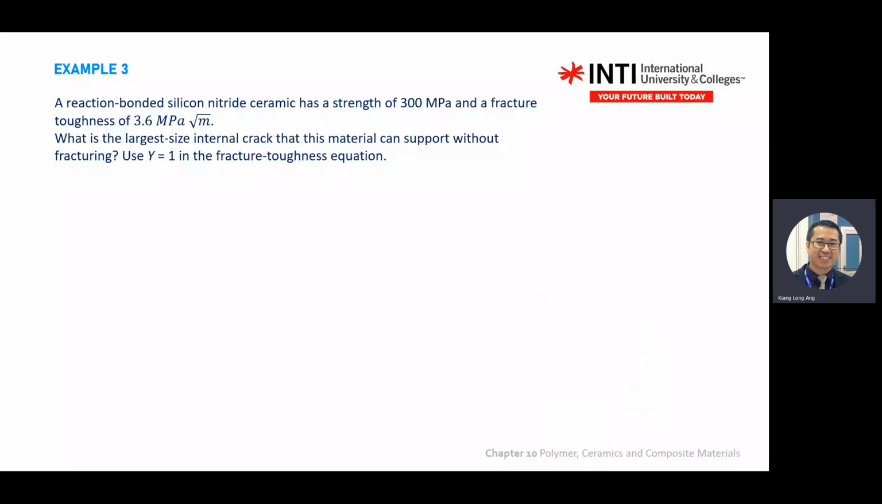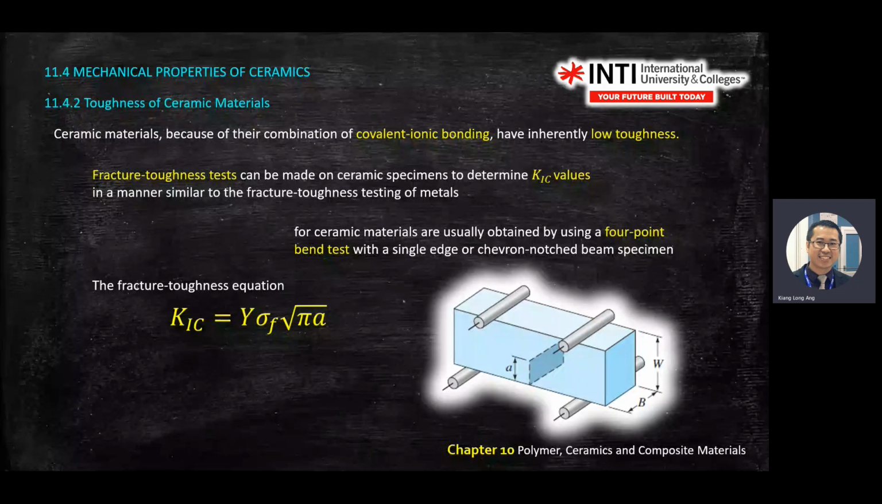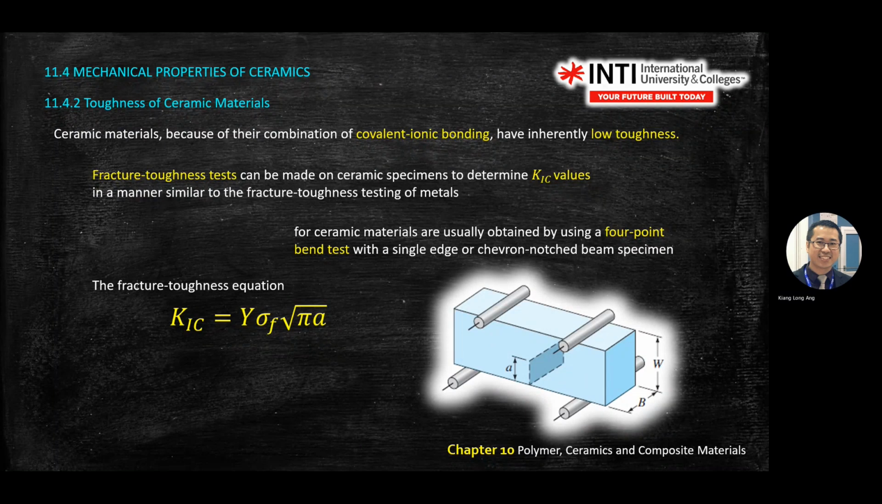We go through example 3, then we have a short break. You have a ceramic material, with strength given and fracture toughness given. Observe the fracture toughness unit, megapascal square root meter. What is the largest internal crack this material can support without fracturing? Use Y equal to 1 for the fracture toughness equation. So again, what is the fracture toughness equation? KIC equals Y sigma F square root of pi A.